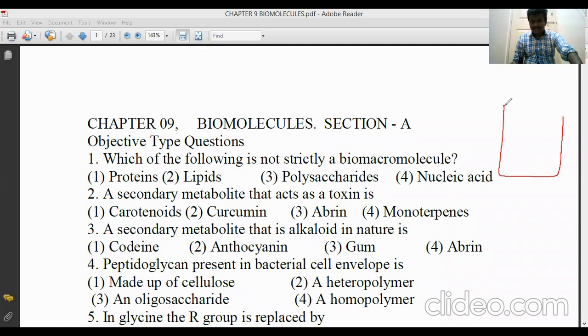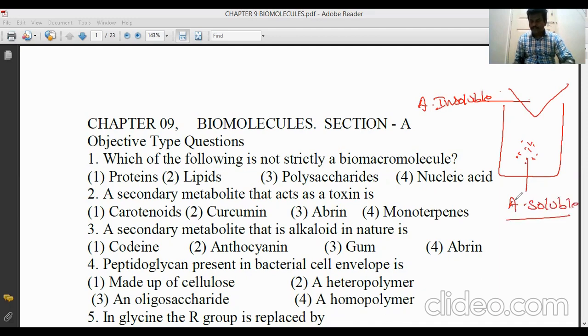Generally, when we grind the living tissue and filter it after grinding, two fractions are formed. One is called the acid insoluble fraction, and the other is called the acid soluble fraction. The acid soluble fraction contains amino acids. Its molecular weight is 18 to 800 Daltons. The acid insoluble fraction contains proteins, nucleic acids, polysaccharides, and lipids.